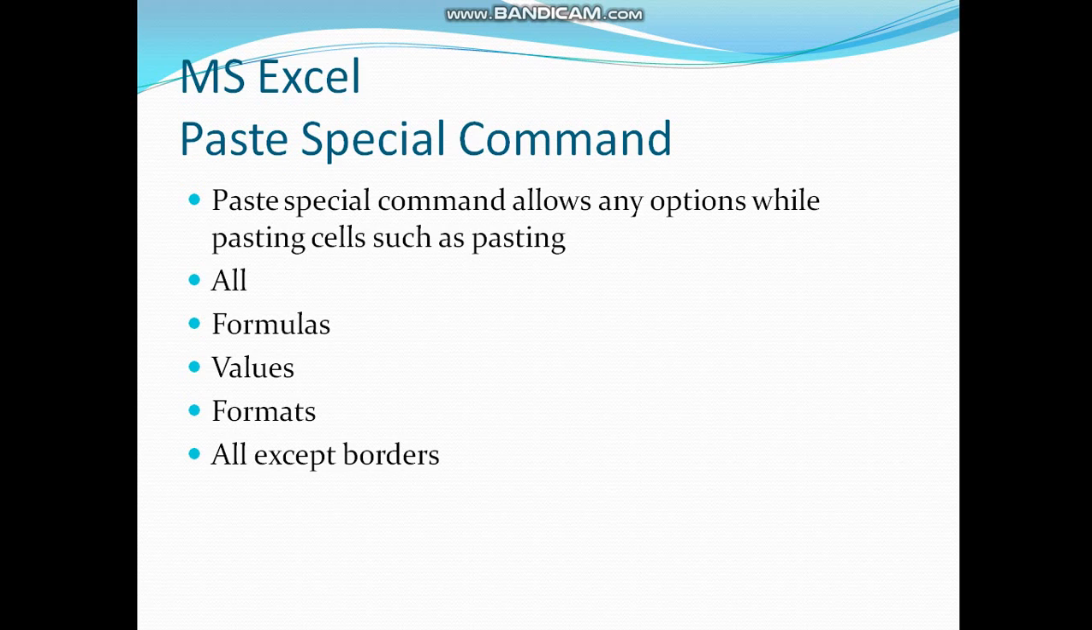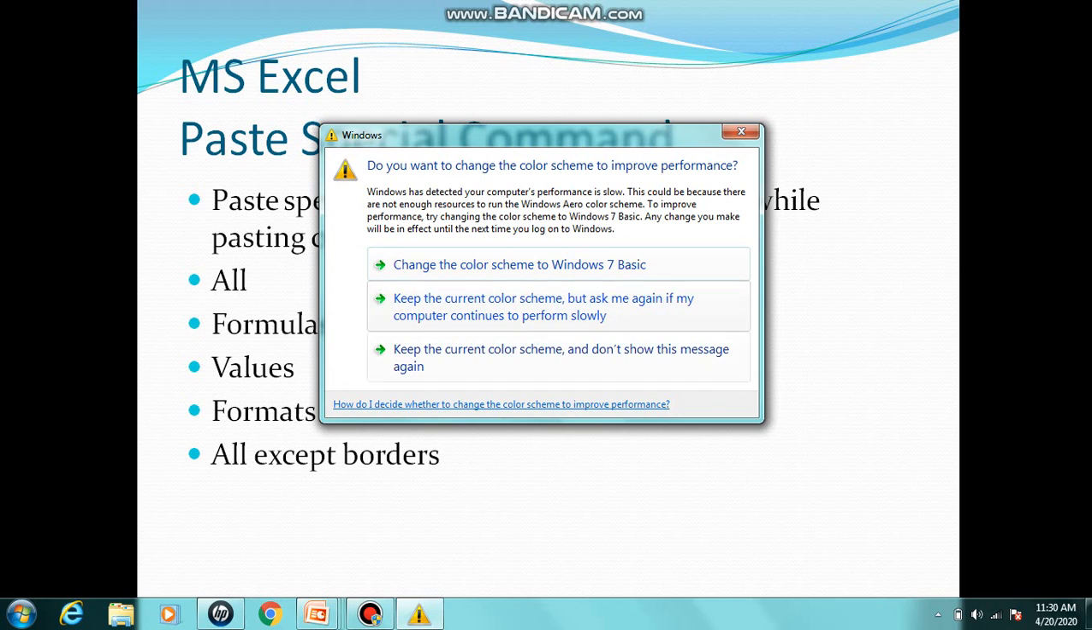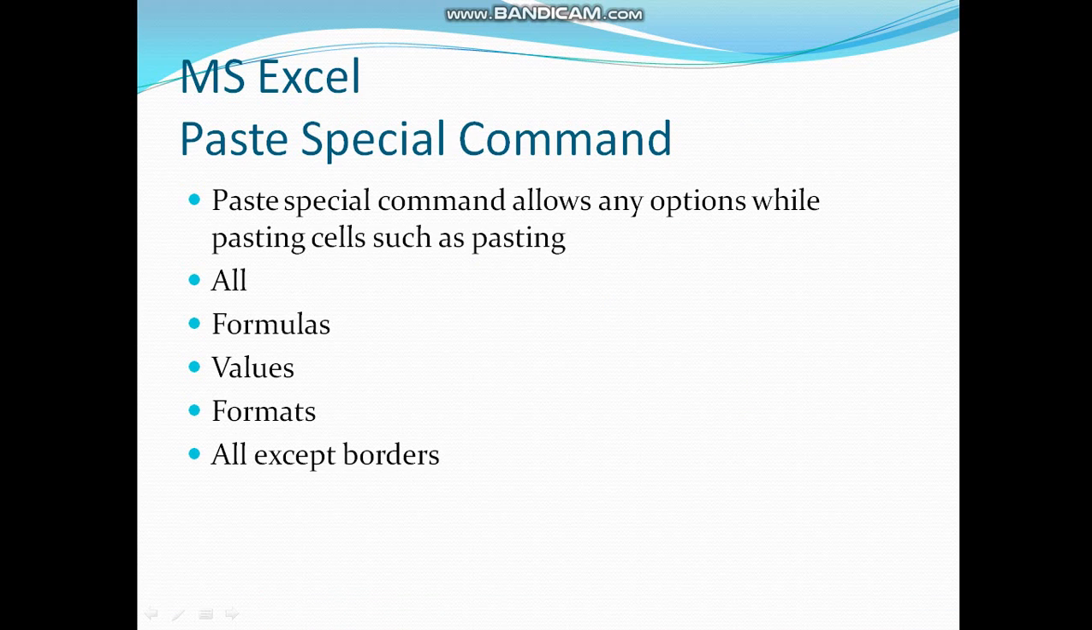Today we will discuss the Paste Special command in MS Excel. The Paste Special command is like a paste command. It pastes the data copied from one cell into the other cell, but it has many other options, like All. When you select the All option, it will copy all the contents of the cell, including formula, text, numbers, formatting, each and everything, and paste into the other cell.